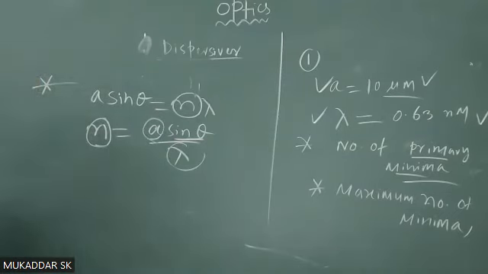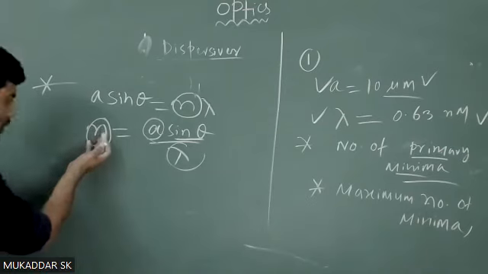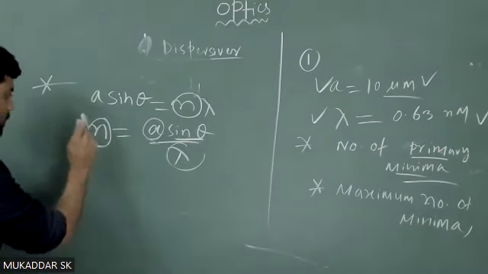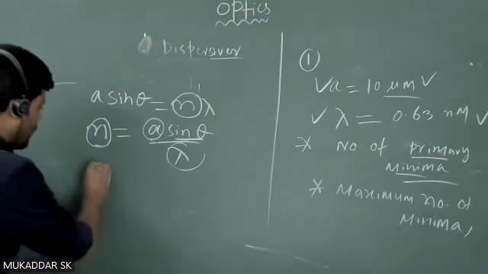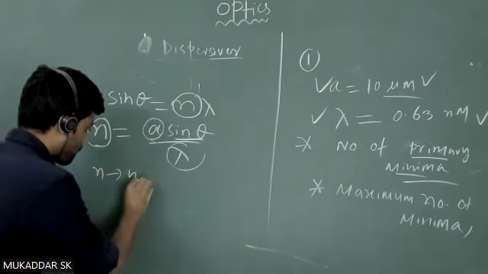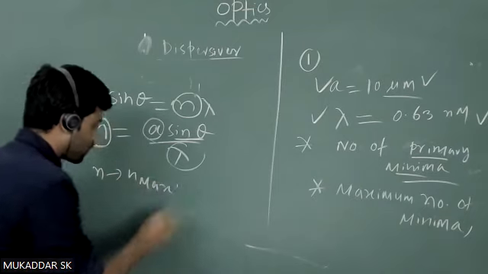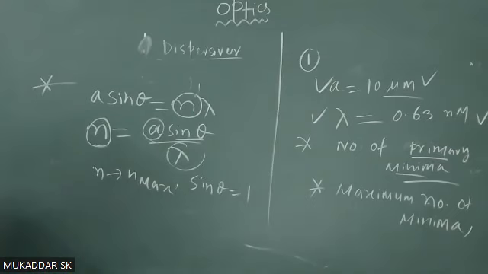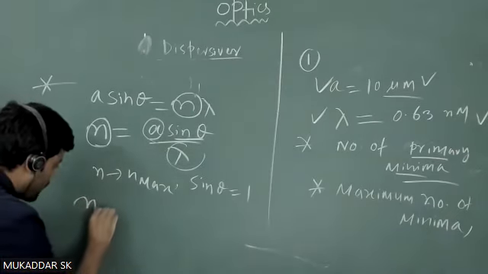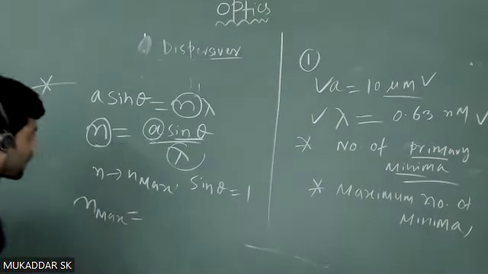When sine theta will be maximum, right? So for the maximum number of minima you have to calculate n. N is basically representing the maximum number of minima. So n will be n max when sine theta is one. Okay, so n max will be how much? That will be a by lambda.